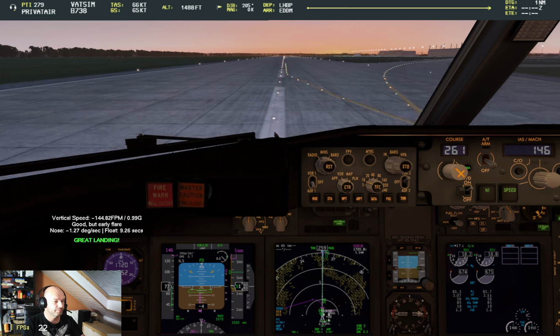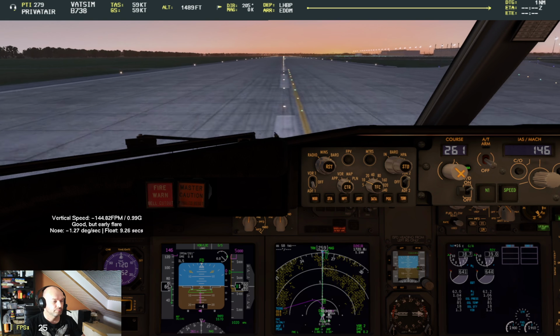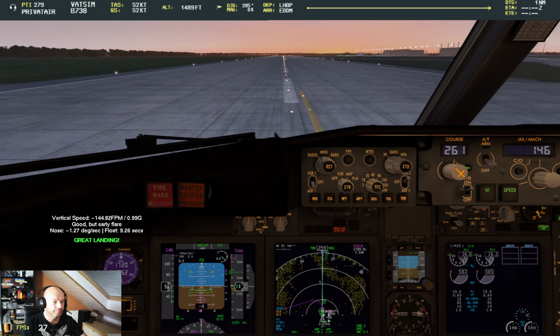Idle reverse. Manual braking, reverse off.